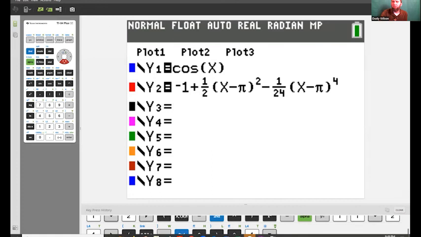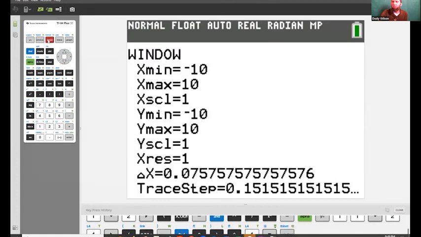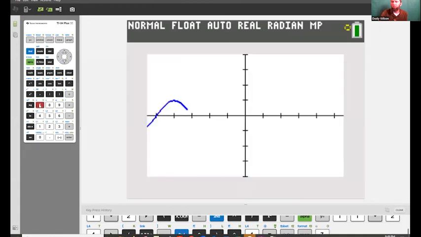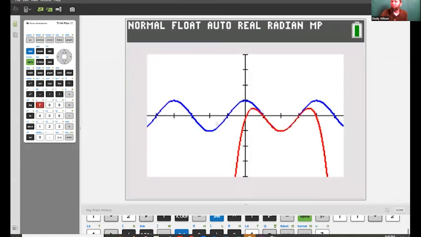So I'm going to set my window, and maybe I'll choose the classic trig window. So I'll choose zoom 7. So there's my cosine function, and you can see here's our fourth degree Taylor polynomial. And you'll notice they look pretty doggone good right here in the middle. What's right in the center of this nice section? Oh, they look good in the region around pi. So they look good around pi, but the farther you get from pi, the worse the approximation looks.